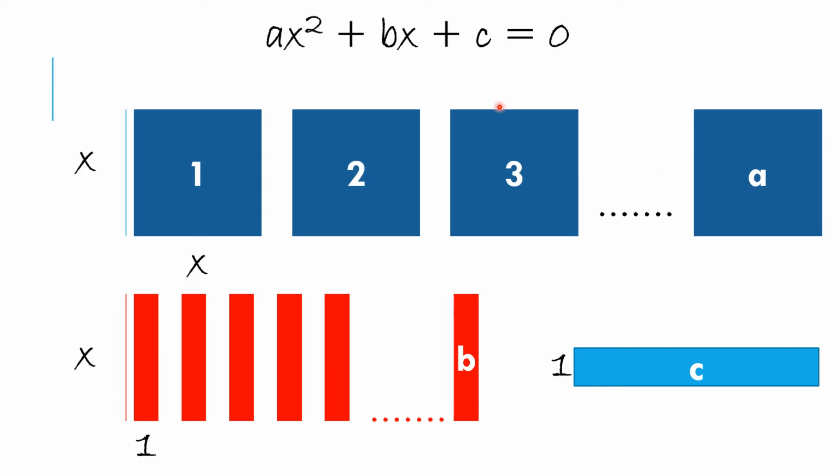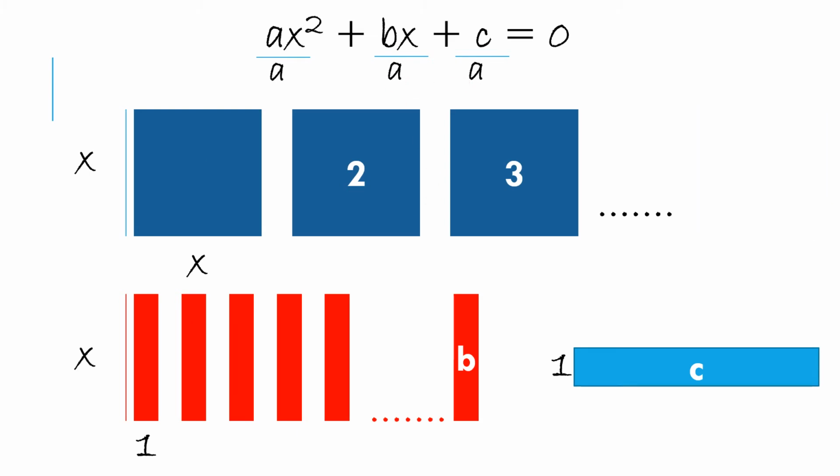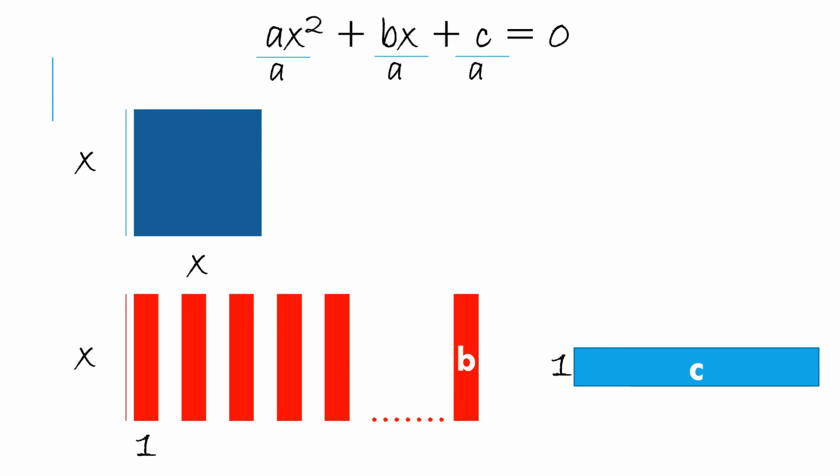Now what is the next step we are going to do? We are going to divide this equation by a. So all these squares are divided by a. Here also it is divided by b upon a. So now let us see what is going to happen. Each term is divided by a. When you divide by a, a and a will get cancelled. So what is left out? Only x square is left out over here.